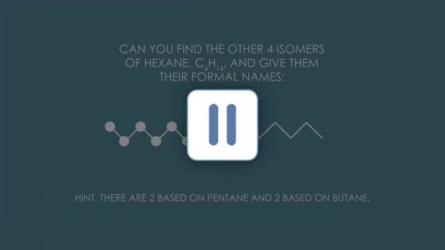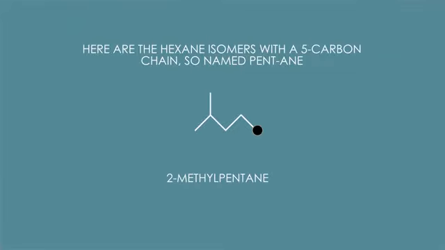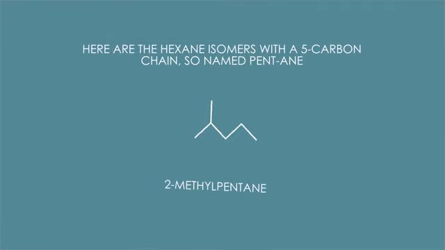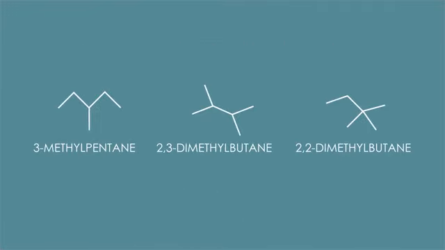Here are the hexane isomers with a 5 carbon chain, so they are named pentane: 2-methyl-pentane, 2 because the methyl group is on the second carbon atom in the pentane chain. Count the atoms, 6 carbons, 14 hydrogens, it's still hexane. And here's the other isomer based on pentane, 3-methyl-pentane.